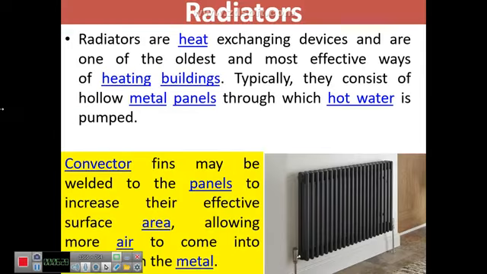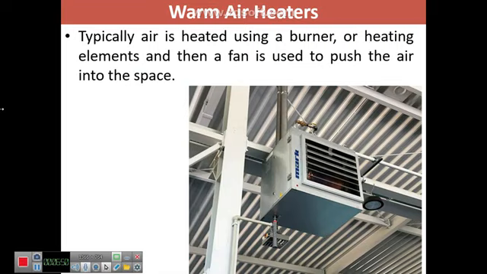The first one is radiators. A radiator is a heat exchanging device used in the olden days. It's the most effective one. It has some pipelines through which we pass hot water. The water exchanges the heat to the room air, so the room gets heated up. The next one is the warm air heater. It's a burner-like arrangement with a fan. When the electrical energy is switched on, the burner liberates heat. When the fan pushes the air through that burner, the air gets heated up.